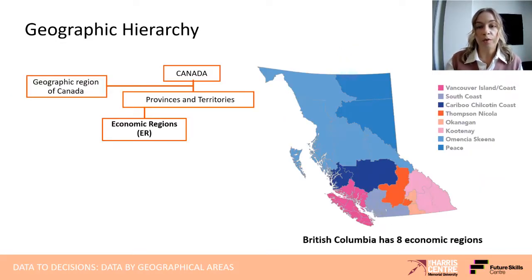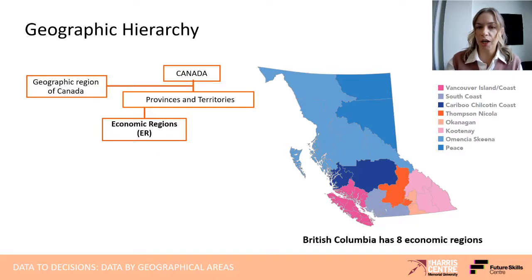And from there, we move into economic regions. Economic regions are groupings of census divisions, which I will talk about in just a second. They are a standard geographic unit for analyzing regional economic activity. Most provinces and territories are broken out into several economic regions. So for example, BC has 8 economic regions, but not all provinces and territories are like this. PEI and the 3 territories, for example, are each just one economic region unto themselves.